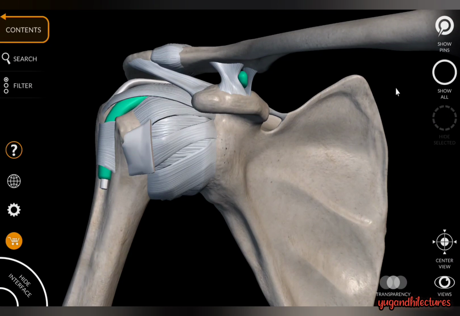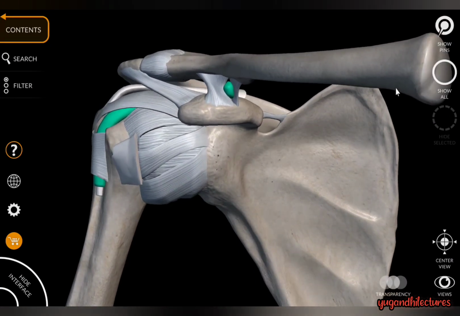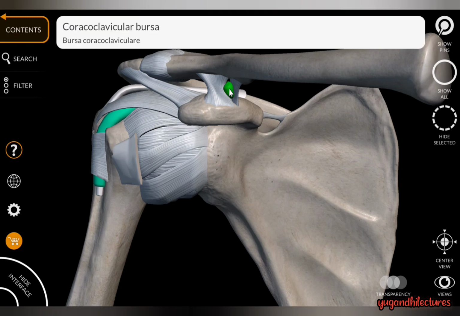So the next bursa I'm going to show you is the coracoclavicular bursa. Why is it named so? This is the clavicular bone, and this is the coracoid process of the scapula. This bursa lies between the two bones, that is, between the clavicle bone and the coracoid process of the scapula, and thus it is called the coracoclavicular bursa. So now I am removing that bursa also.